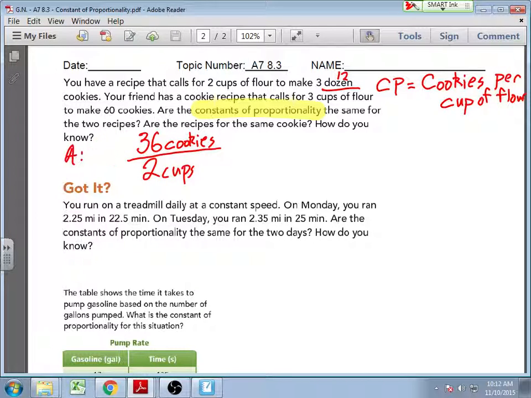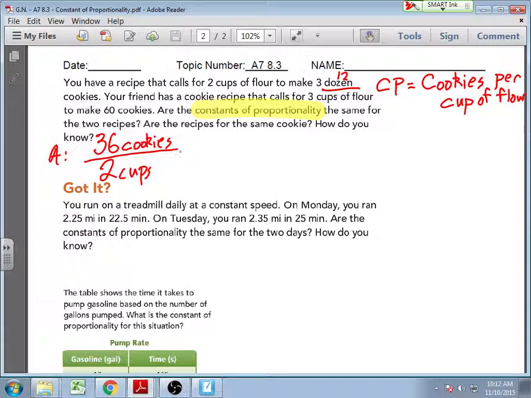And then for 3 cups of flour. Well, hold on, what's that simplify to? 36 divided by 2, 18. So that tells me we can get 18 cookies for each cup of flour that we use.